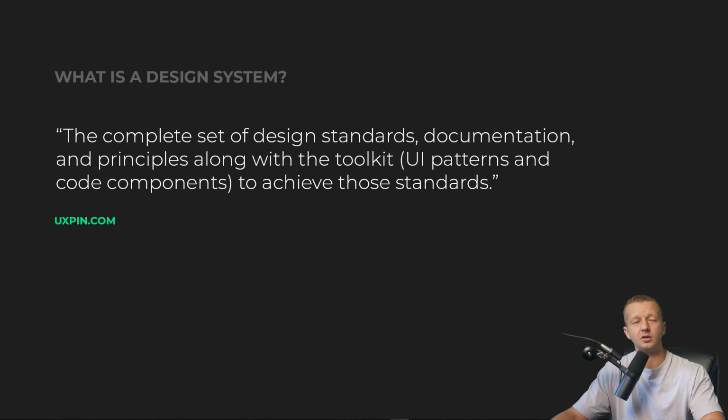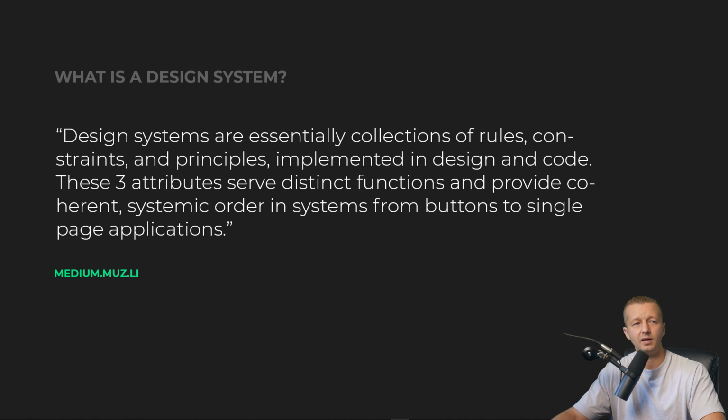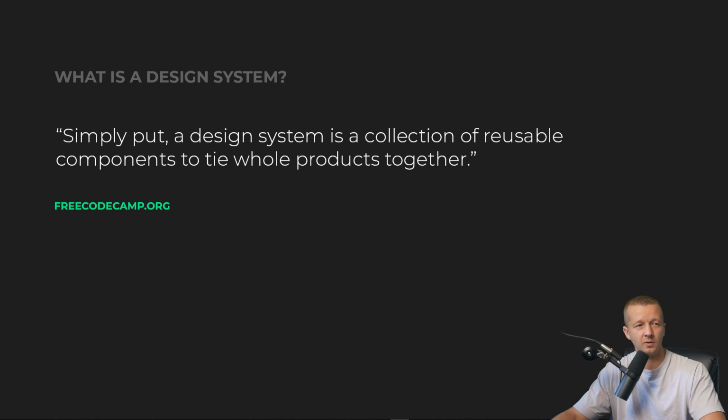A design system is the complete set of design standards, documentation, and principles, along with the toolkit, which is the UI patterns and code components, to achieve those standards. Next up is from medium.muz.li. Design systems are essentially collections of rules, constraints, and principles implemented in design and code. These 3 attributes serve distinct functions and provide coherent systemic order in systems from buttons to single-page applications. From freecodecamp.org, simply put, a design system is a collection of reusable components to tie whole products together.